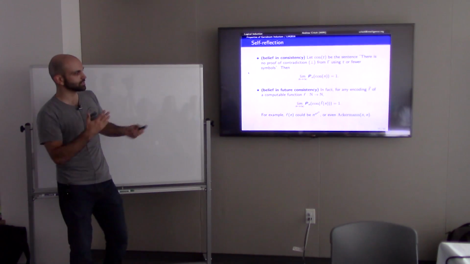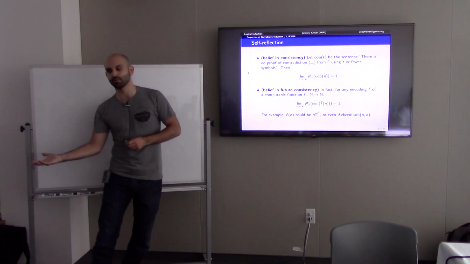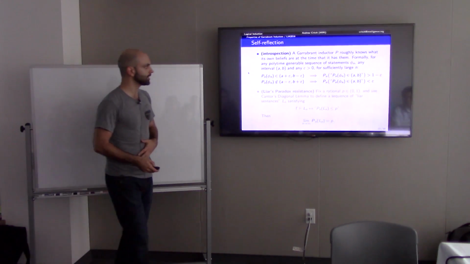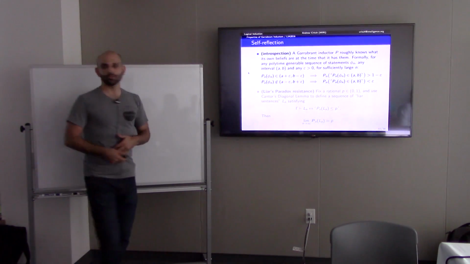And you can view this as self-reflection, or reflection on the deductive process that it's using. But here's a more explicit self-reflective property. This is basically, it knows what it knows.